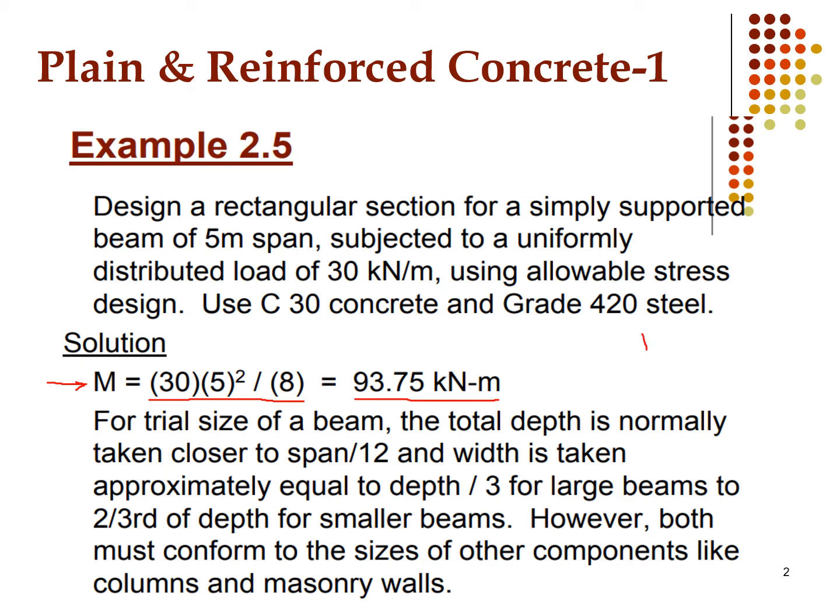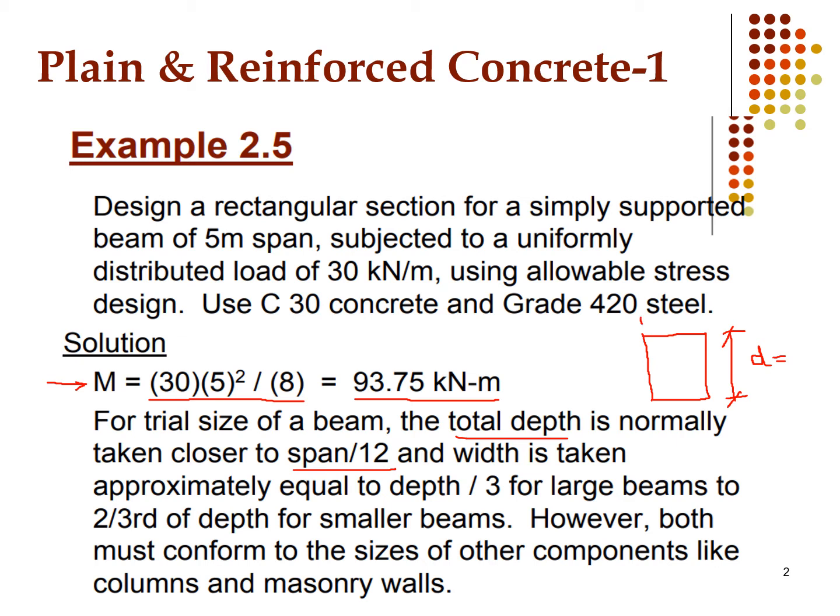Next, let's say we have a rectangular beam. Initially we need to assume the height or depth of the beam. For initial purposes, the depth can be assumed as span by 12. Span is basically the length of the beam in millimeter divided by 12. So the initial value of D we can assume like that, span divided by 12.